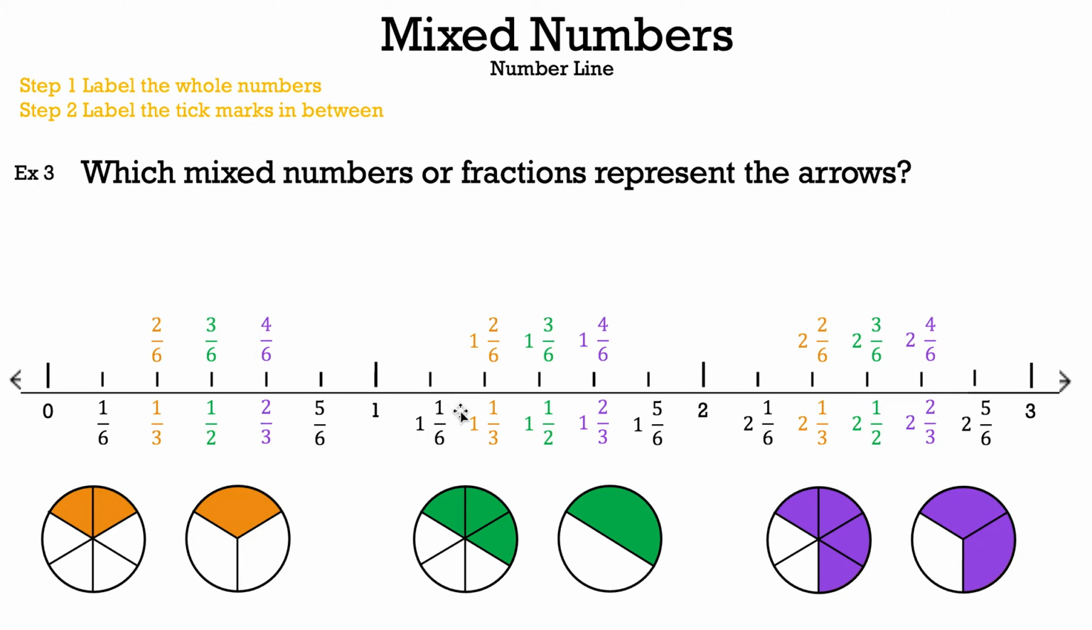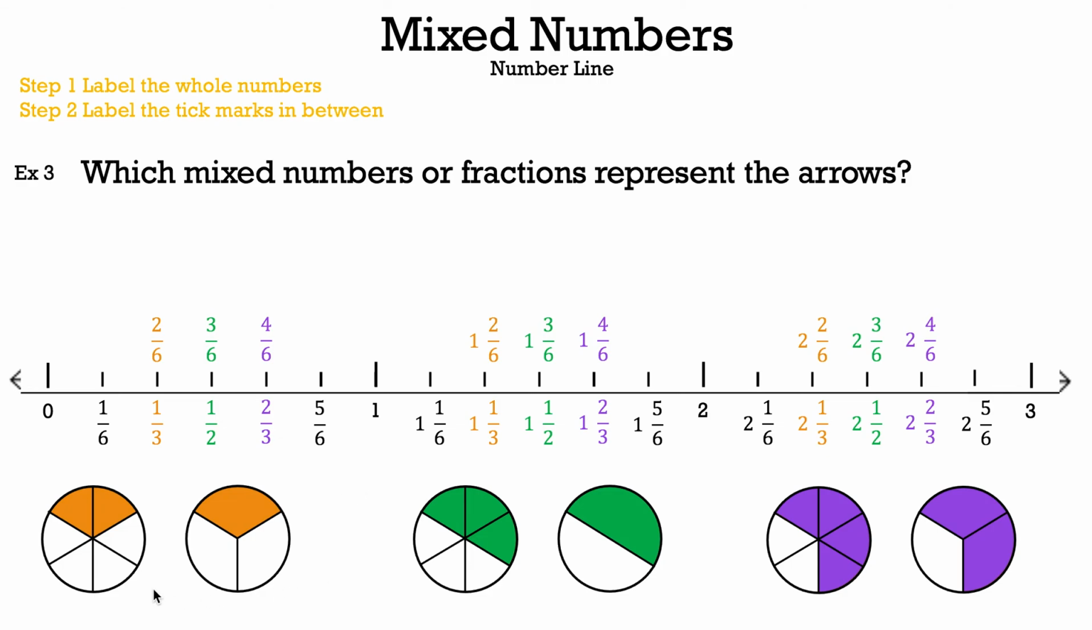So 1 and 2/6 became 1 and 1/3, 1 and 3/6 became 1 and 1/2, 1 and 4/6 became 1 and 2/3, and 2 and 2/6 became 2 and 1/3, 2 and 3/6 became 2 and 1/2, and 2 and 4/6 became 2 and 2/3. Now you may be wondering why.